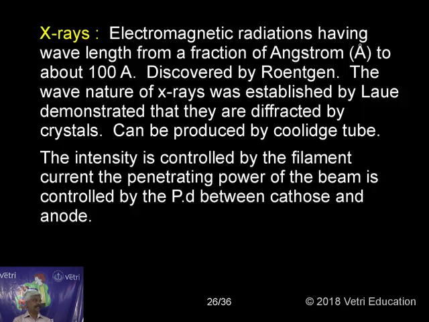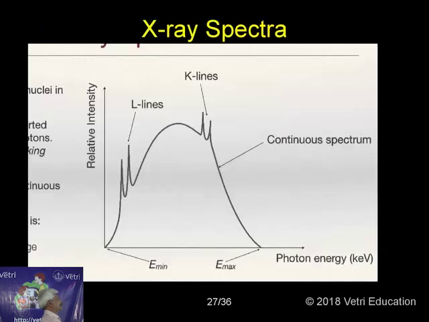The intensity of the X-ray can be controlled by the filament current. The penetrating power of the beam is controlled by the potential difference. So you have to find the filament current and also the potential difference. If you have more filament current, the X-rays have more intensity. If the potential difference between the positive and the negative plate is maintained very high, the penetrating power is more. Intensity and penetrating power depend upon filament current and potential difference.